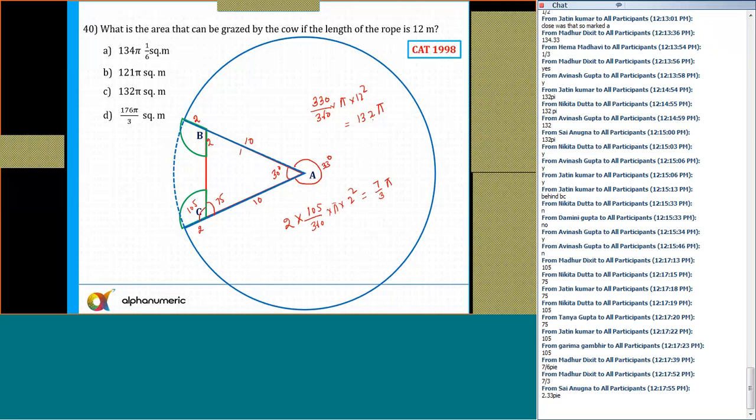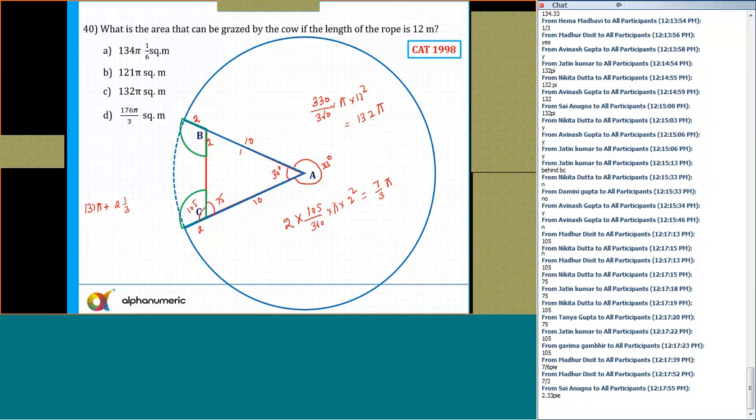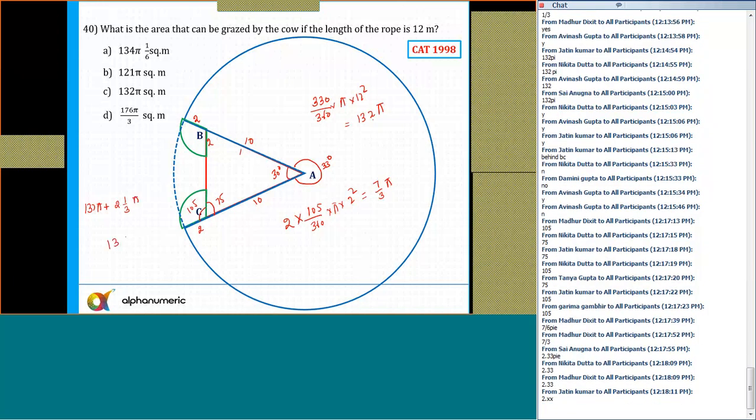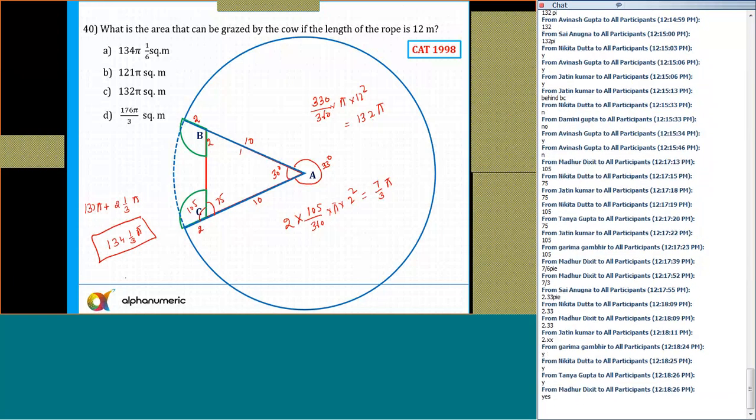So the correct answer should be 132 pi plus 7 by 3 pi. 7 by 3 pi will come out to be 2 1 by 3 pi. Yes or no? 7 by 3 is equal to 2 1 by 3 pi. So the correct answer should be 134 1 by 3 pi. This should be the answer. Is that clear to all of you? Please tell me.